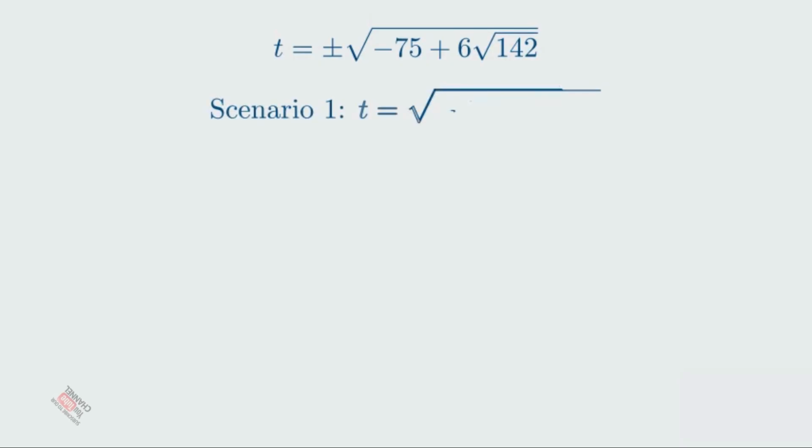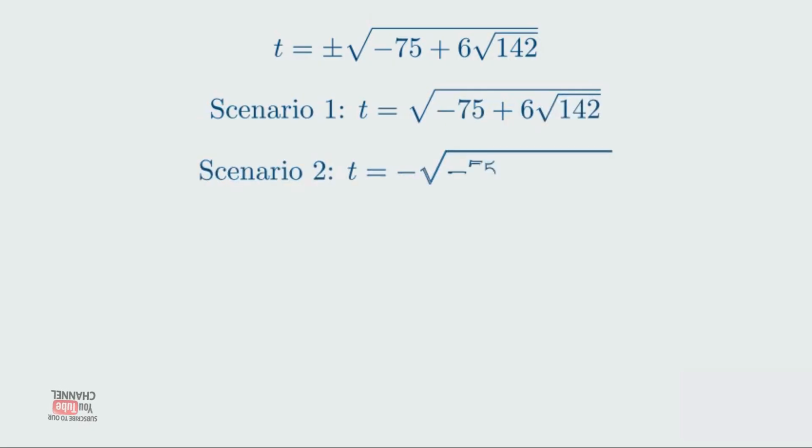So we're left with one valid case. T squared equals minus 75 plus 6 root 142. To find t, we take the square root of both sides, remembering the plus or minus sign. T equals plus or minus the square root of minus 75 plus 6 root 142. Now we can find our x and y solutions. Remember, x equals 5 plus t, and y equals 5 minus t. There are two scenarios based on the sign of t. The two scenarios are t is positive or t is negative.